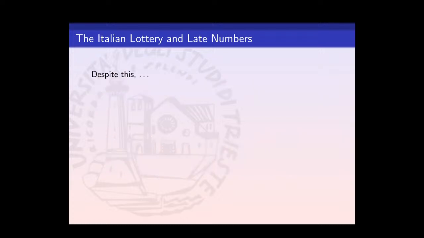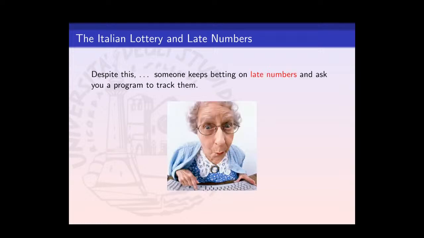So even if this game has no memory, there is always someone trying to keep track of a late number to guess what will be extracted next, which is totally absurd from a probability point of view. And they try to forecast what's next simply by remembering the number of extractions in which the number is not extracted, basically.